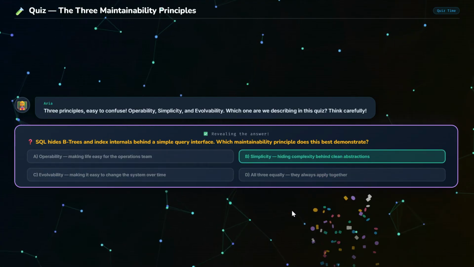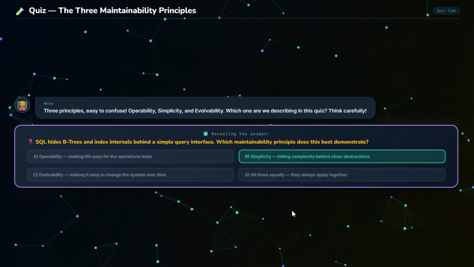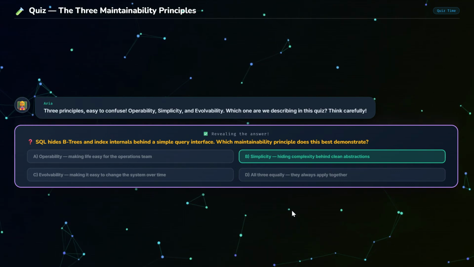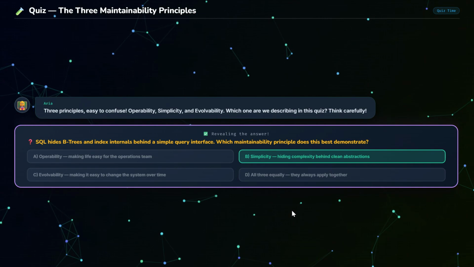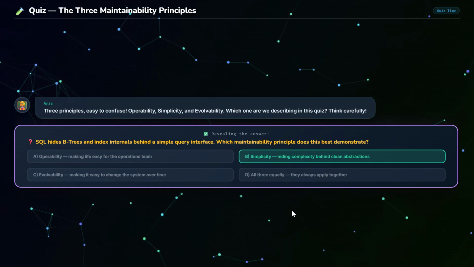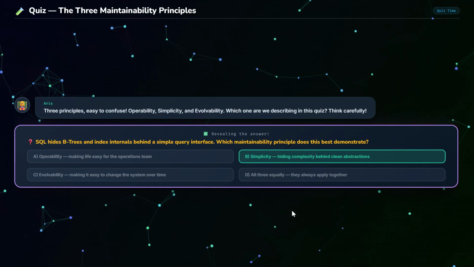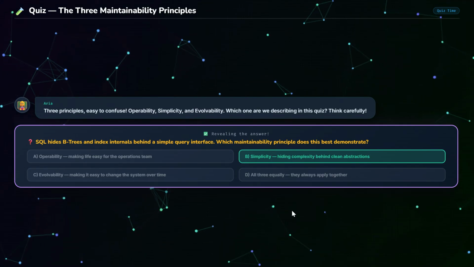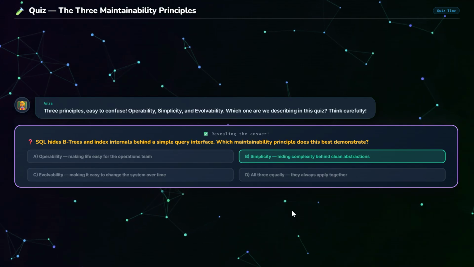Yes. Simplicity through abstraction. SQL hides massively complex storage internals behind one clean interface. Users don't need to know B trees exist to query a database. That is a perfect abstraction fighting accidental complexity. Well done.